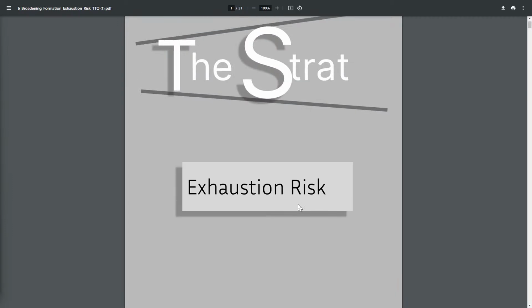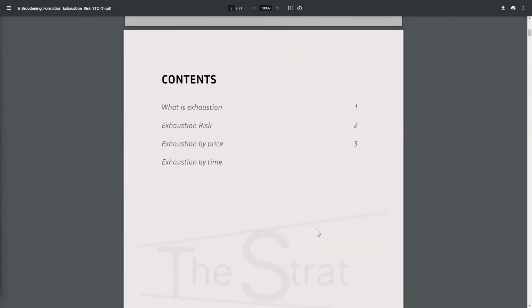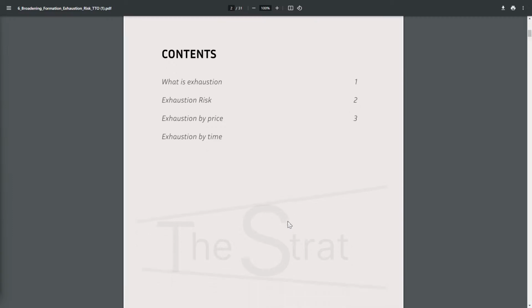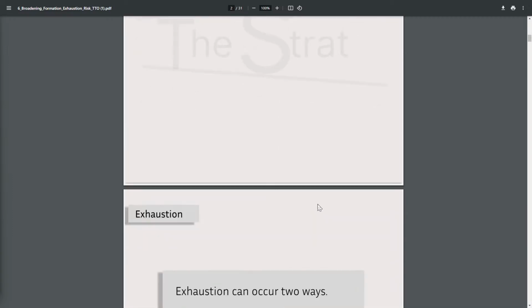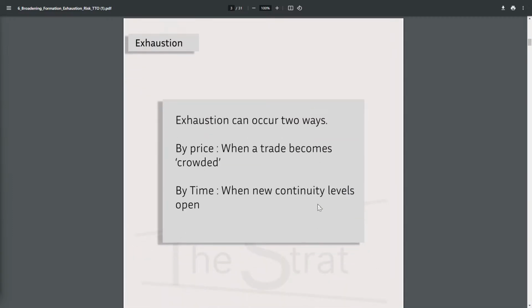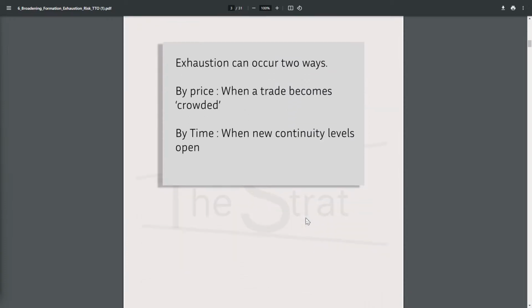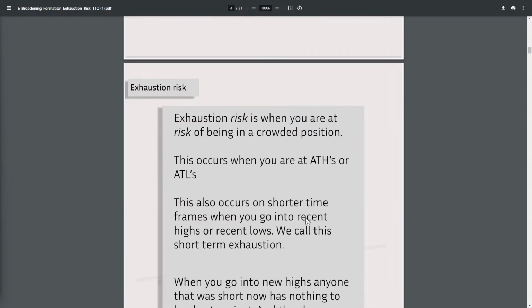So we'll start over. Tonight we're doing exhaustion risk. What is exhaustion risk? Exhaustion by price, exhaustion by time. Exhaustion can occur in 2 ways: by price, when a trade becomes crowded, and by time, when new continuity levels open up. We're going to get into the details down here.